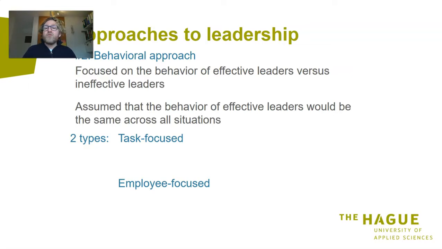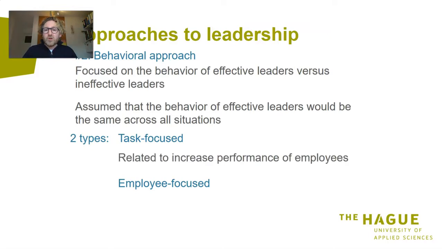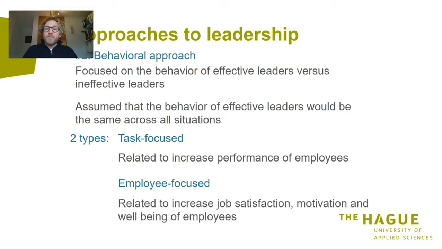If we look at that, we have 2 types. We have task focused, so that relates to the increased performance of employees. So as a leader, you try to influence the behavior of the people working for you to work better. We also have employee focused, so that's less about the output. This is about the increase in job satisfaction, motivation, and the well-being of employees. And if people are happier, they will have better output. So different ways. One is process-oriented, the other one is person-oriented.